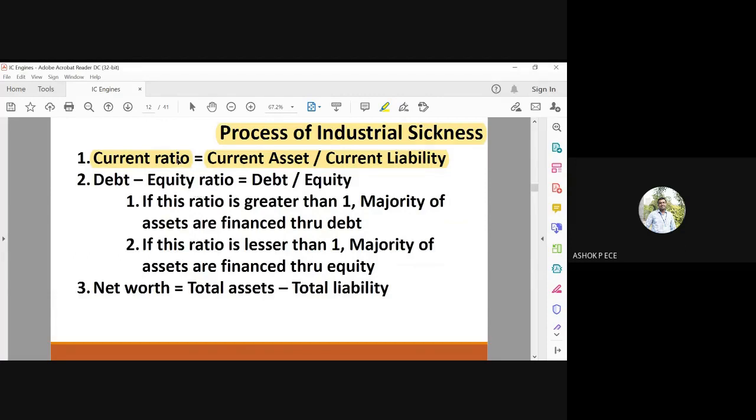So the first one, you say whether the unit is sick or not based on one factor called the current ratio, and current ratio is the ratio of current asset to current liability.